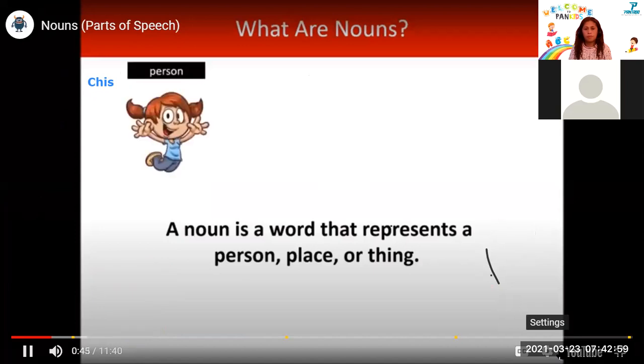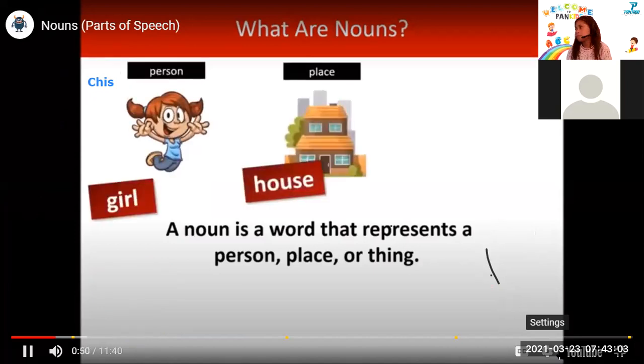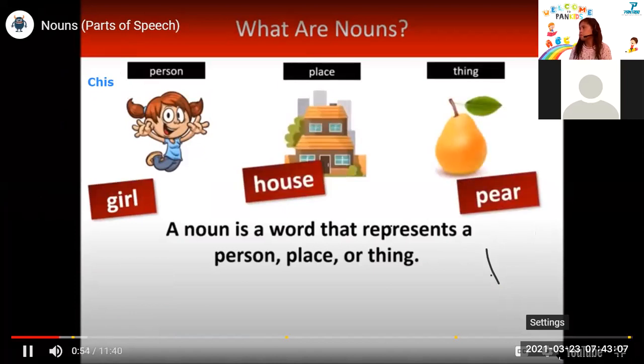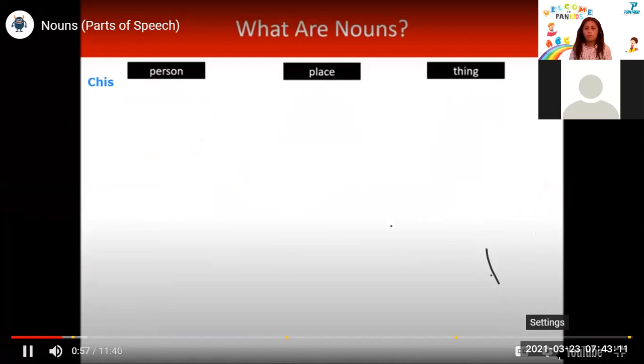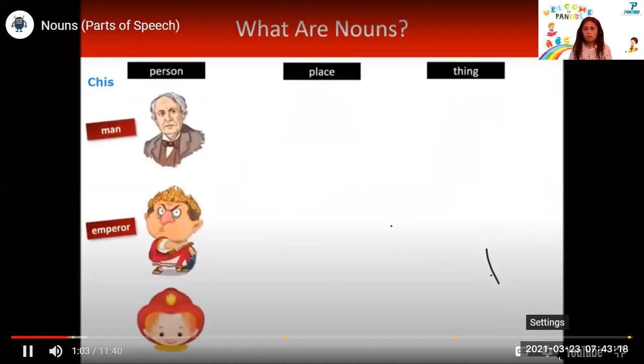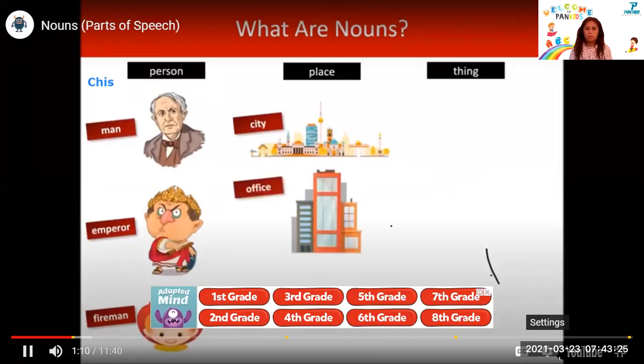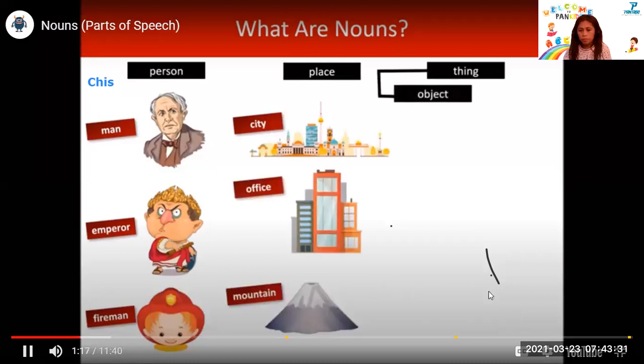A person might be a girl. A place might be a house. A thing might be a pear. Let's put up some more examples. A person might be a man, an emperor, a fireman. The place might be a city, an office, a mountain. They are common nouns.